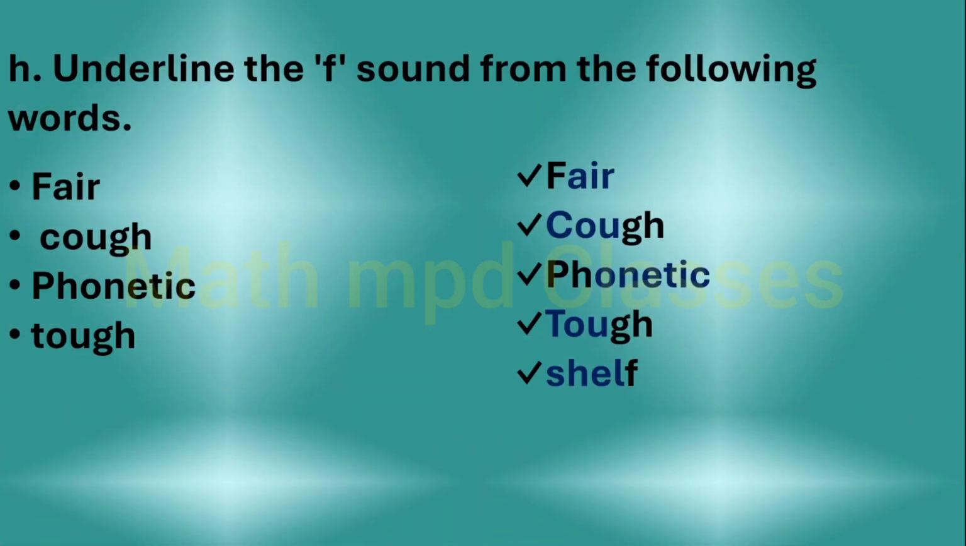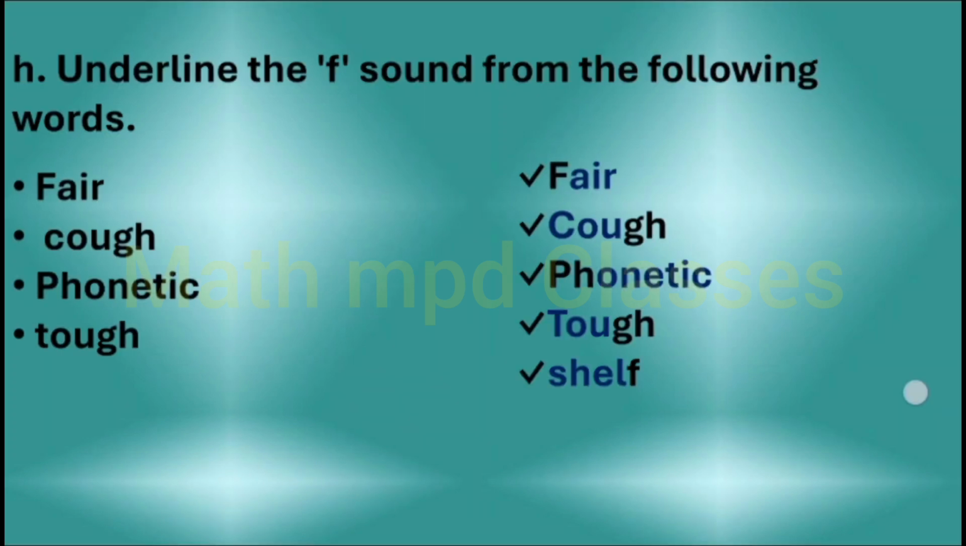Next question, underline the F sound from the following words. Words are fair, curve, phonetic, tough. Other words are fair, curve. Here the F sound is in GH. F sound is in phonetic words in PH. Tough in GH. Shelf in F.